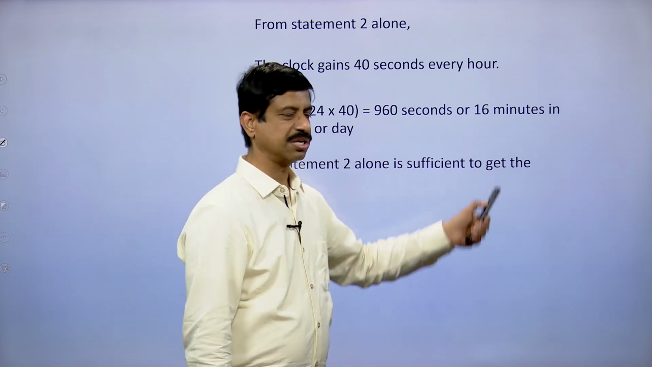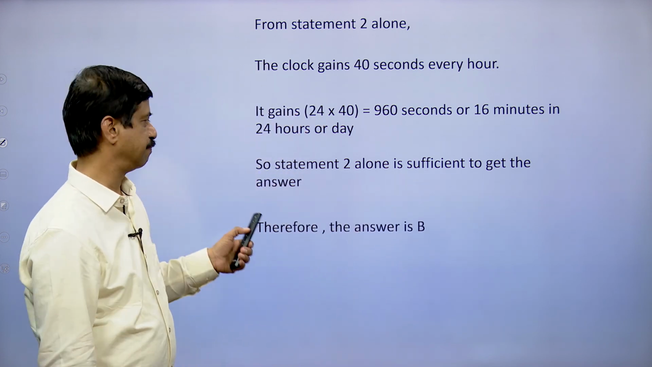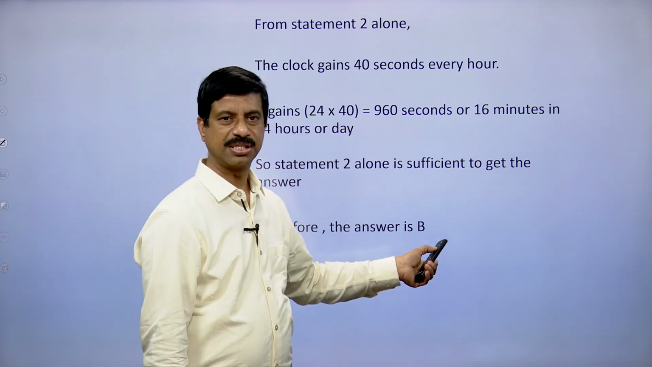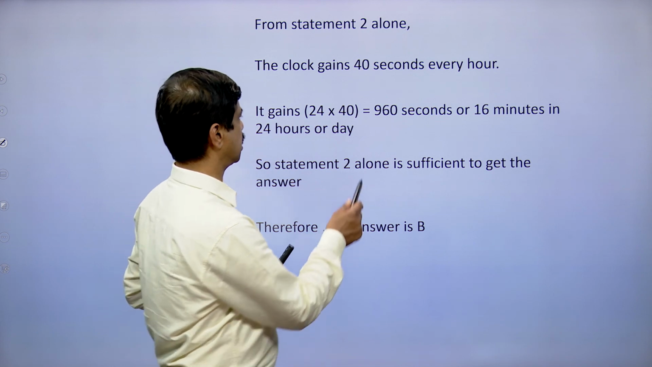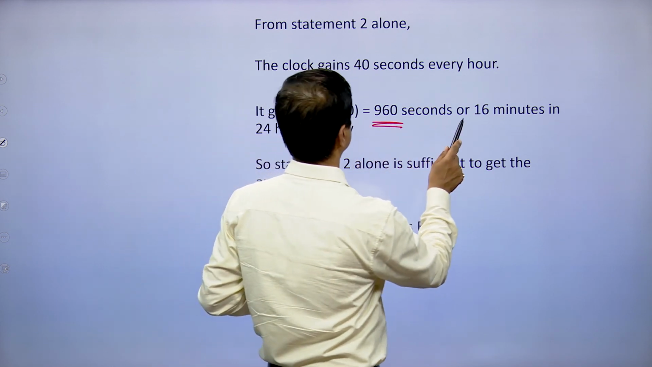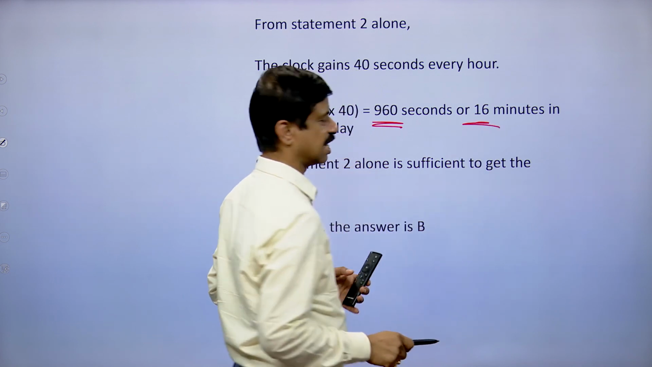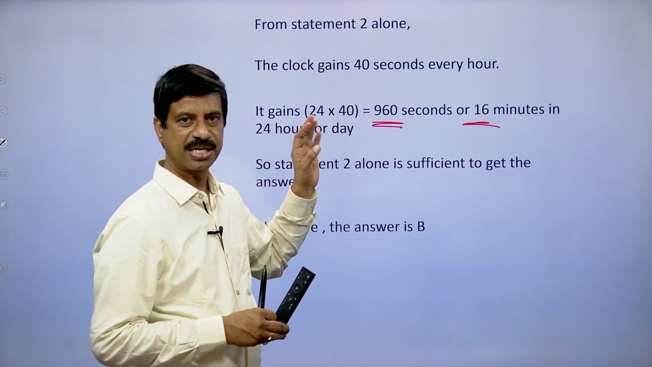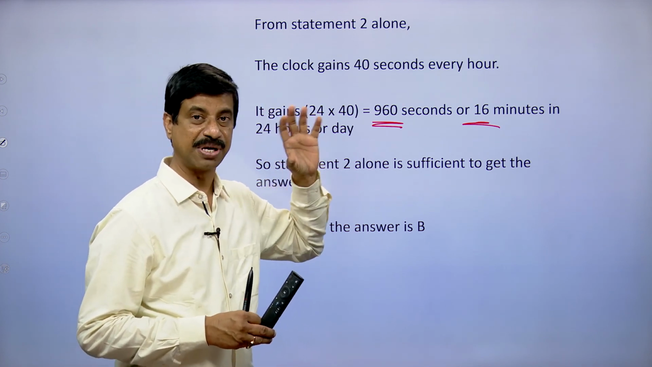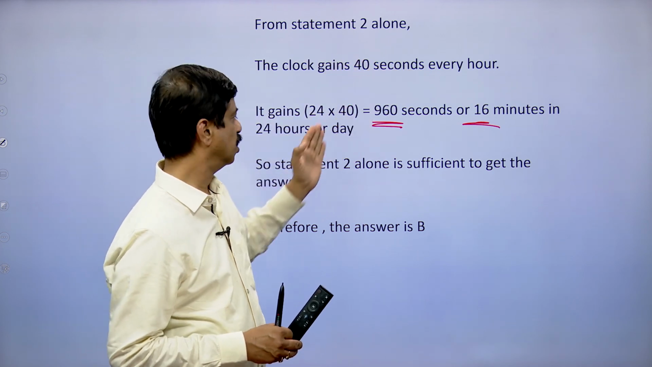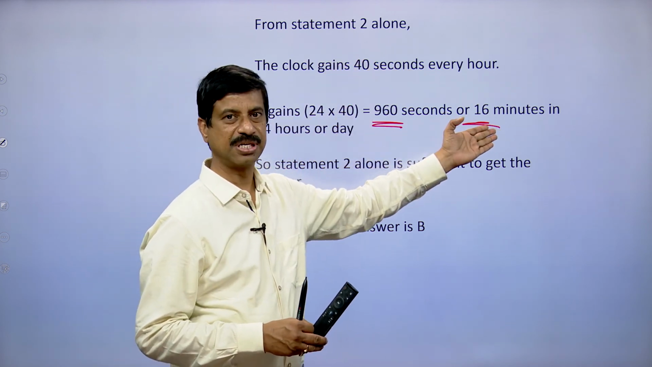Statement 2 alone is sufficient to get the total time, the gain of time. Therefore, answer is B. So in 24 hours we know that it has gained 960 seconds, which is equal to 16 minutes. So it has gained 16 minutes. He is asking how much time it will gain in 24 hours. So with the given statement 2, we are able to tell how many minutes it will gain.